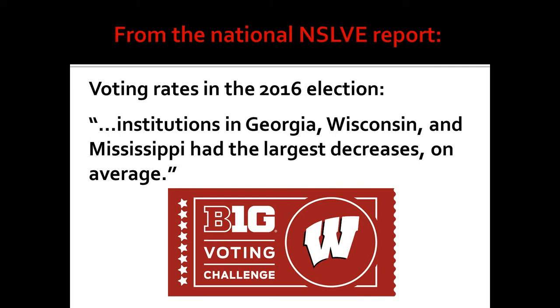The NSolve National Report on Voting Rates in 2016 stated that compared to the rest of the country, quote, institutions in Georgia, Wisconsin, and Mississippi had the largest decreases on average, unquote.